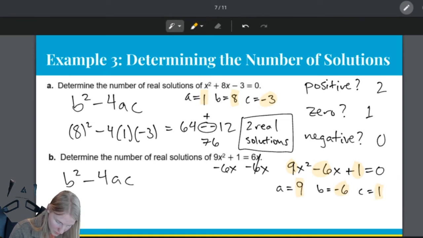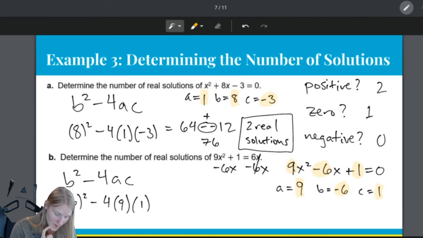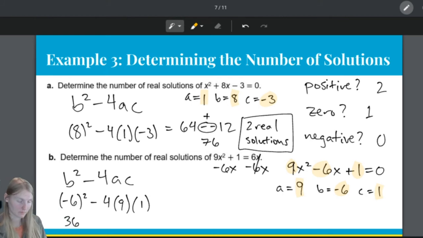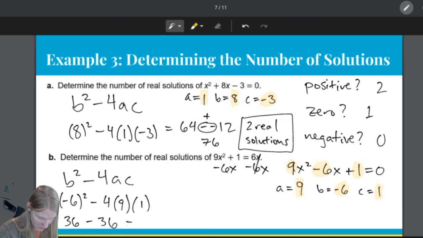There we go. So now, B is negative 6 squared minus 4 times A is 9 times C is 1. So now, negative 6 squared is 36. And 4 times 9 is 36 times 1 is 36. So minus 36. Oh my goodness. That is equal to 0. And when the discriminant is 0, we have 1 real solution.